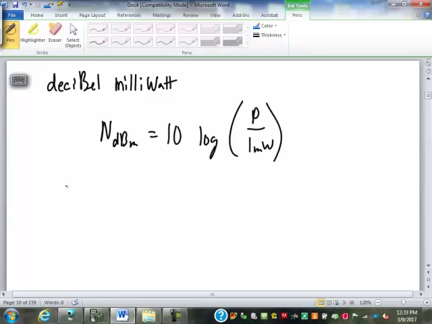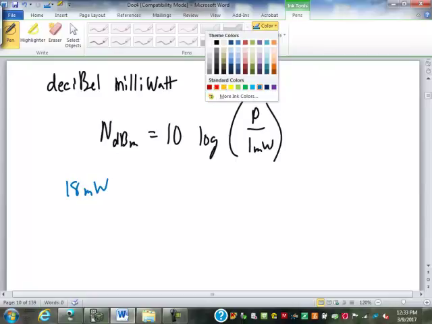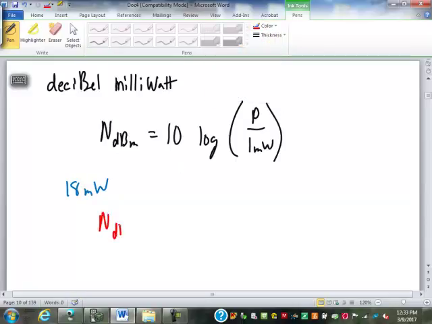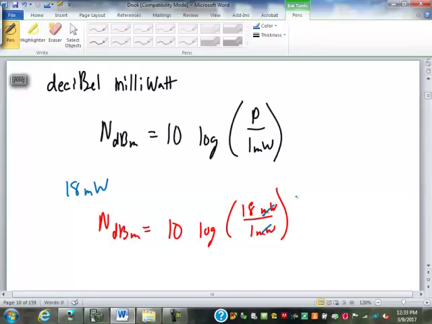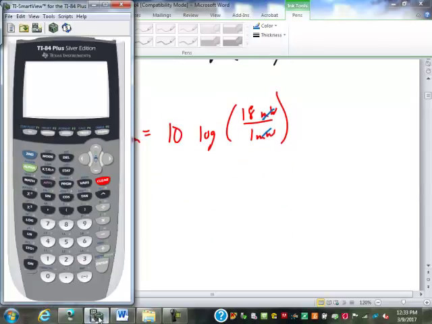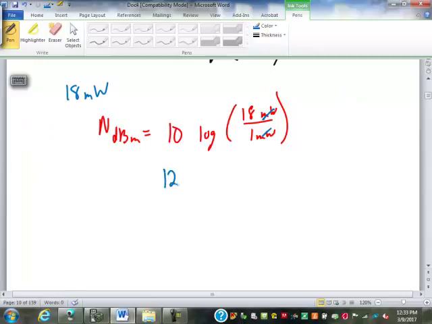let's say it has a reading of 18 milliwatts. So the number of dBm is going to be 10 log 18 milliwatts over 1 milliwatt. Again, as always, the only reason we're putting in the units here at all is just to make sure they're the same. So then it is 10 times log, I don't even have to put in the divide by 1, I just put in 18. 12.55 dBm.